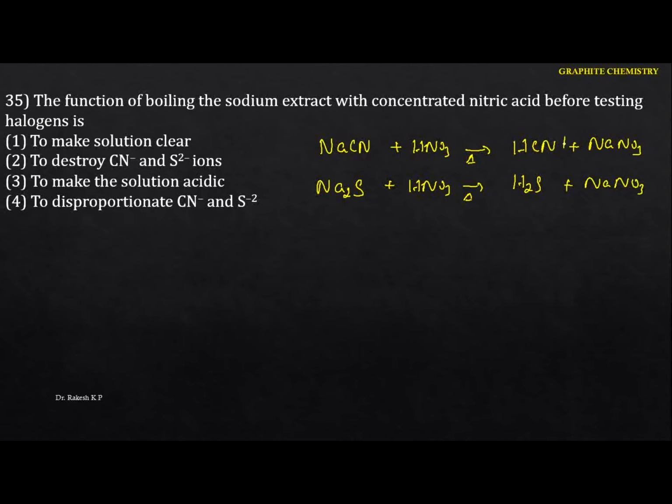So the products we got are gases, and they escape out. The only thing remaining in the solution will be the halogen. Suppose cyanide or sulfide is present, it will interfere with the detection of the halogen. For that reason we boil, to destroy the cyanide and also the sulfide. And the option is the second one.